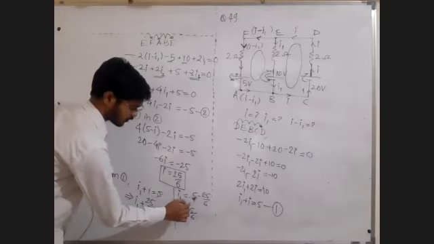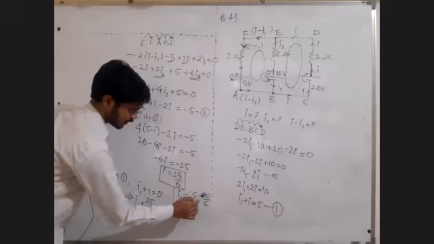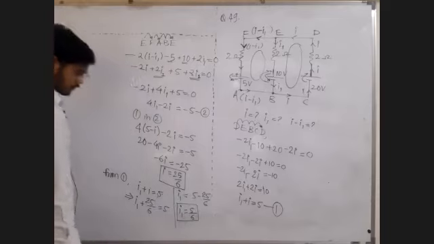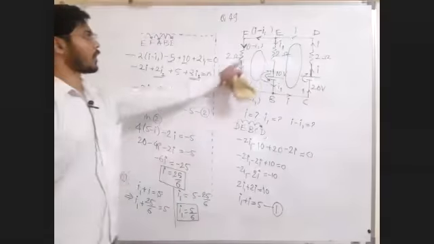5 into 6, 30. 30 minus 25, 5. That's I1. That's I, and I minus I1.